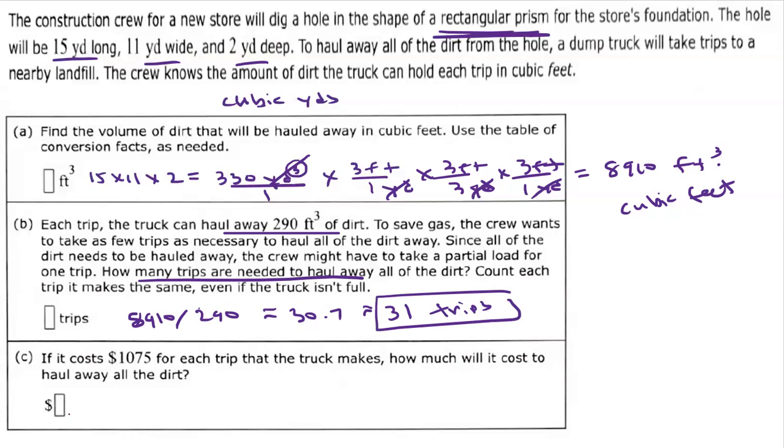All right, and the last one says, if it costs $1,075 for each trip that the truck makes, how much will it cost to haul away all the dirt? So we just multiply the 31 that we got by 1,075. When we do that, we get $33,325.